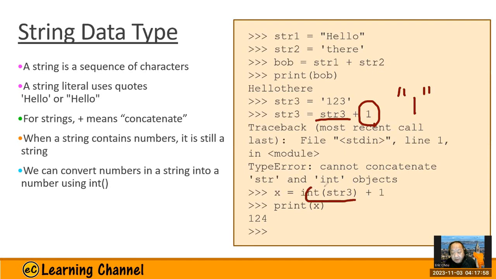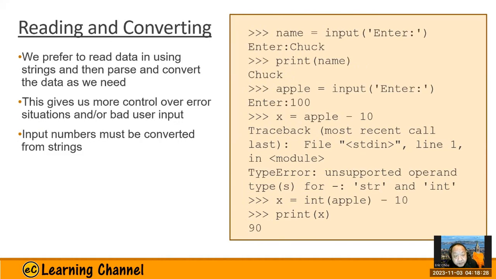Or you convert the string to an integer. That would be okay. This one converts a string to an integer, so you get 123 plus 1, which is 124. Remember, the plus sign in integers is arithmetic addition, but in strings it becomes concatenation, connecting two strings together. So we prefer to read data using strings, parse them, and then convert the data that we need into something else.